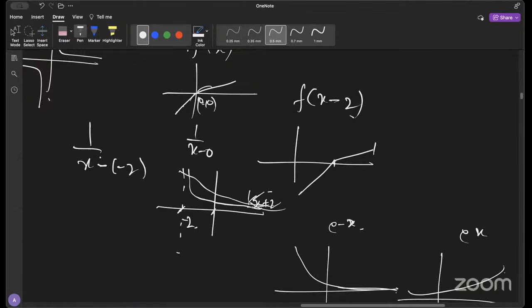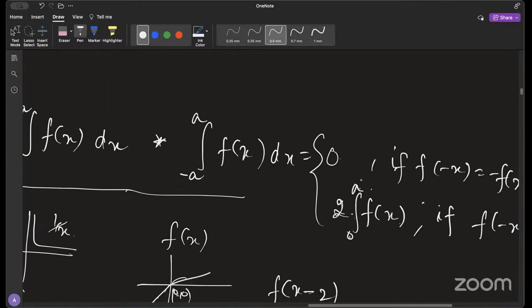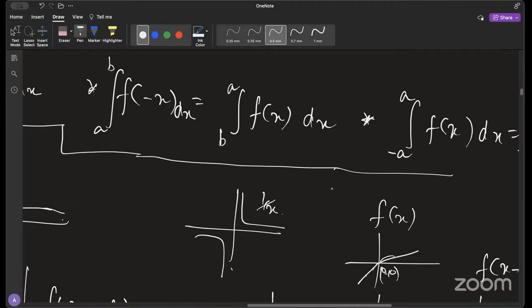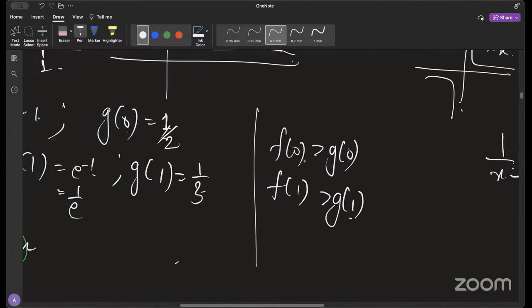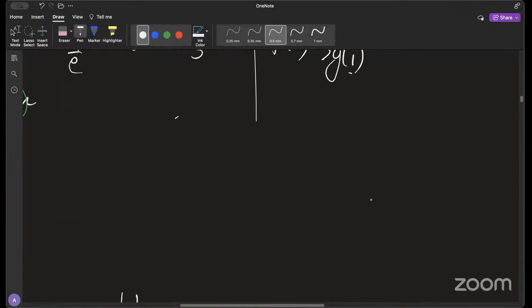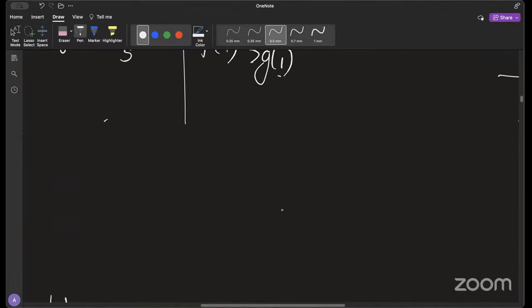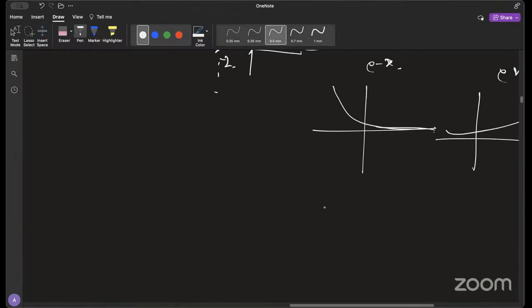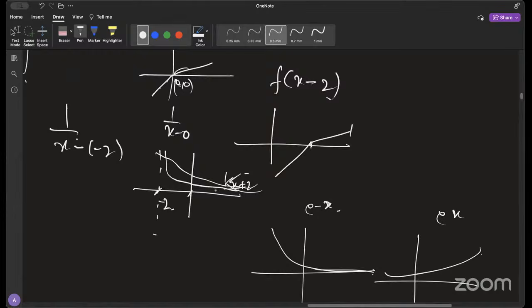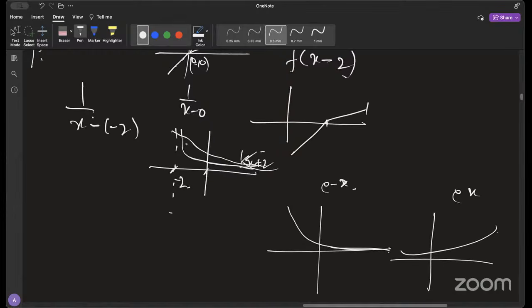You just need to know which one lies above and which one lies below, which we have figured out using this thing. Where have we done that? This thing: f at 0, g at 0, and f at 1 and g at 1. We have seen that f of 0 and f of 1 both are greater than g of 0 and g of 1 respectively. That means your f lies above g, and your f was e to the power minus x, right? So e to the power minus x lies above 1 by x plus 2 between 0 and 1. Is this fine?